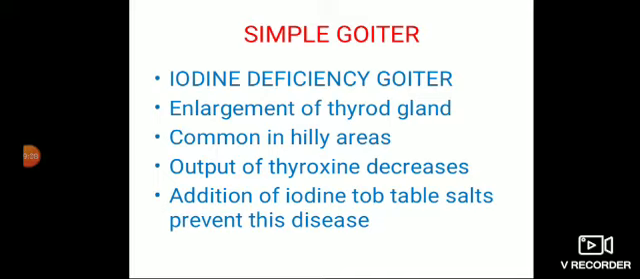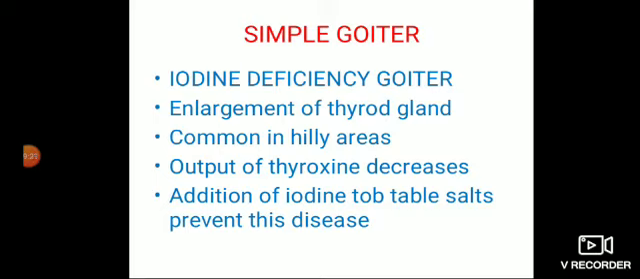The third condition is simple goiter. What is the first condition? Hyperthyroidism or Graves' disease or exophthalmic goiter. Second, cretinism and myxedema, that is hypothyroidism. And the third condition is simple goiter, when there is an iodine deficiency in the food. In the hilly areas, this condition is found.